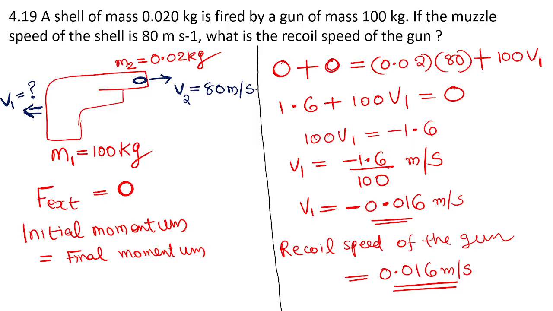Sir, how did 0.016 become positive? No, I mean, when we talk about speed, speed does not have any sign. Understood? Speed. So when we write the speed, we need not show the negative sign. Understood? Yes, sir.